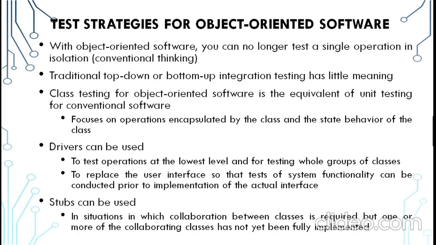In test strategies for object-oriented software, you can no longer test a single operation in isolation. Class testing in object-oriented software is the equivalent of unit testing for conventional software. When object-oriented software is considered, the concept of unit changes. Encapsulation drives the definition of classes and objects. This means that each class and each instance of a class packages attributes and operations that manipulate these data.